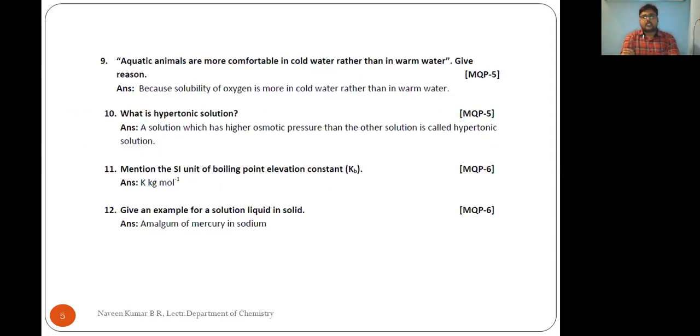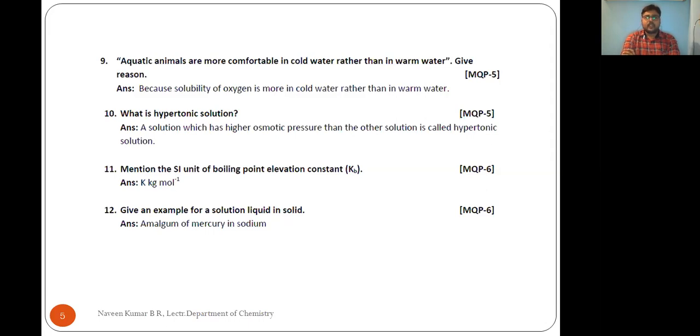We'll move on to the next, model question paper 5. Aquatic animals are more comfortable in cold water rather than in warm water. Give reason. It's a direct application of Henry's law. If you observe the question clearly, you can understand. Here you can think about the temperature. Cold water will have lower temperature. Warm water will have higher temperature. So you can think of temperature and solubility.